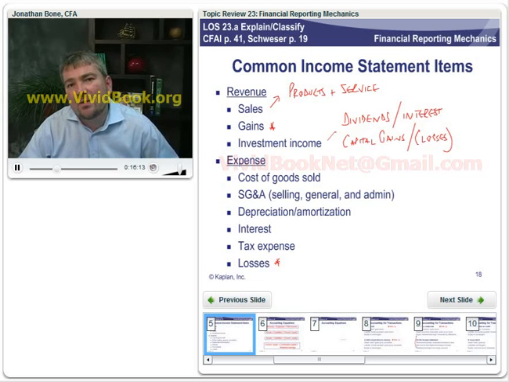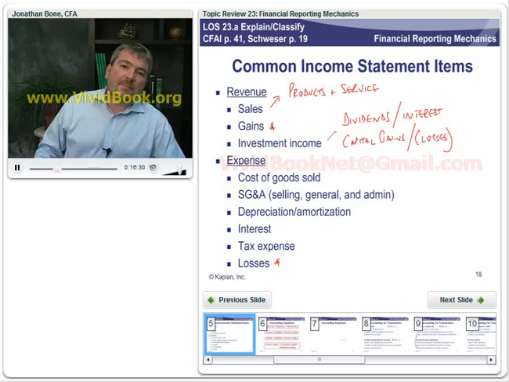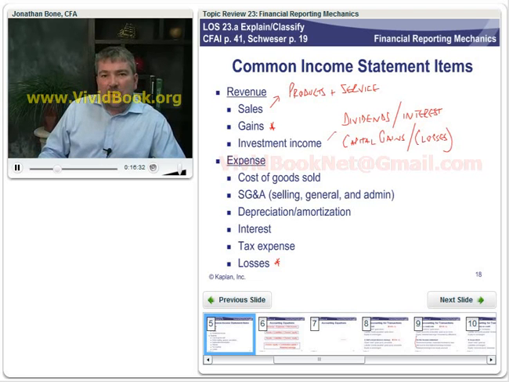Now, you should be aware that under both US GAAP and international accounting standards, you do not need to split cost of goods sold and sales, general and admin out on the face of your income statement. Okay, but if you don't split them on the face of the income statement, you will have to show the split in your footnotes. Now, as well, we might see depreciation and amortization.